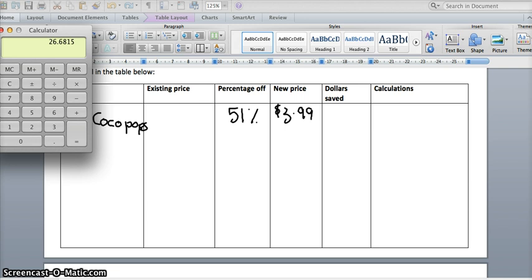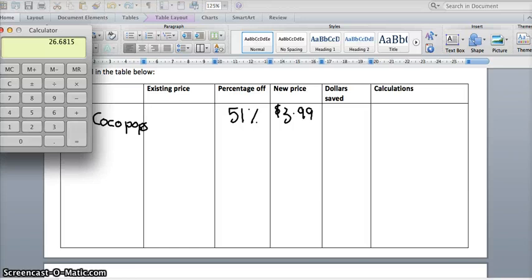Now, Ben, we went through a series of processes, didn't we? We trialled a lot of things. How did some of that trialling go? Most of it didn't work. But together, where did we get to? We eventually got the existing price.